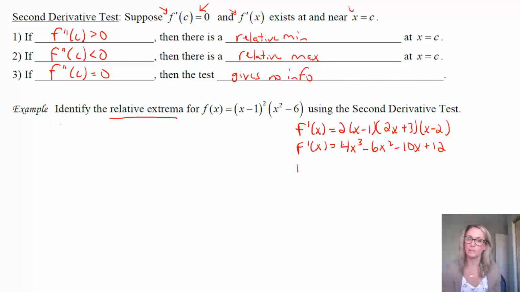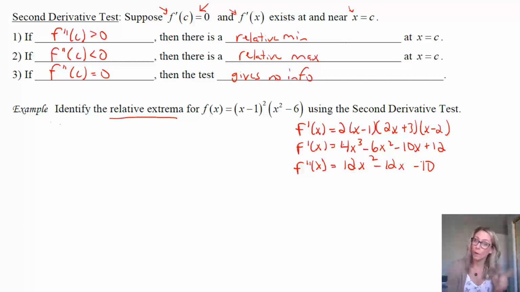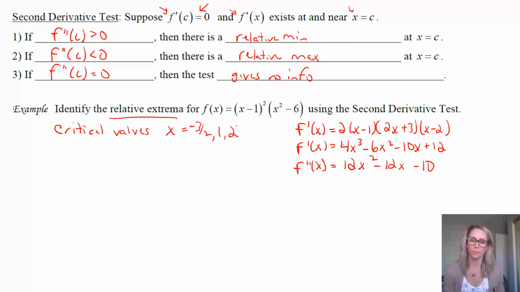So if you want, you can pause and take the second derivative. That's what we need, the second derivative. Now we don't need to do anything with this. All we need to do is plug in our critical values that we already got using the first derivative test, finding the critical values, and then just plug them in. So we're going to take our critical values. We already know what they are from the first derivative. We've done that. Remember, that was -3/2, 1, and 2. So just go back in your notes if you want to find those values again.